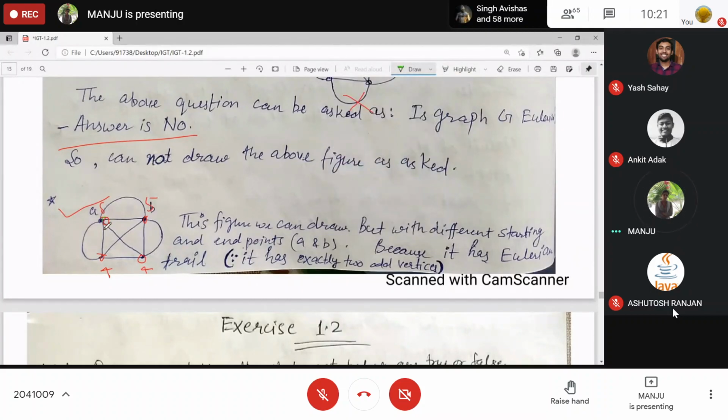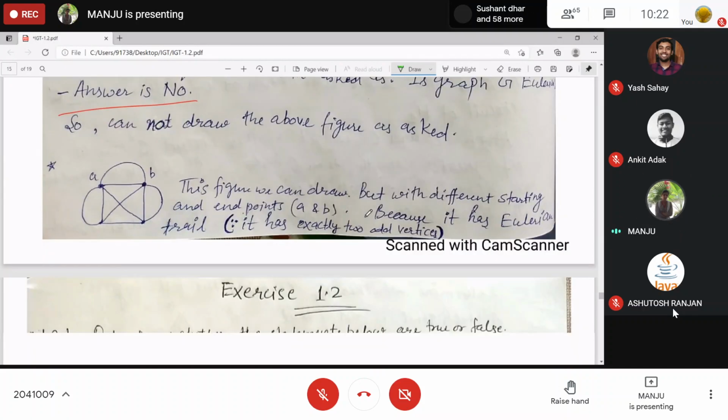Okay. So A, clear? Yes, ma'am, we're ending up at B. So you can draw without repetition of edges as well as without lifting the pen. Okay. So that's all about 1.2. Now we'll discuss these exercises.